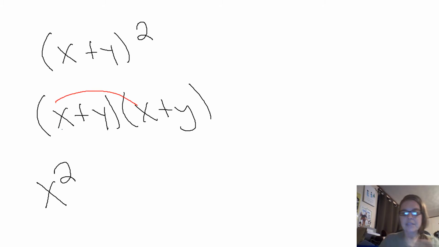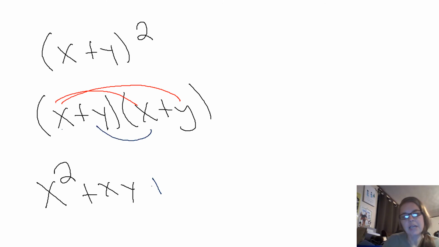X times x is x squared. X times y is xy. Sorry, y times x is, let me change that back to black. I don't like that blue there. And remember, order doesn't matter when I'm dealing with terms like that because I am multiplying, and order doesn't matter in multiplication.